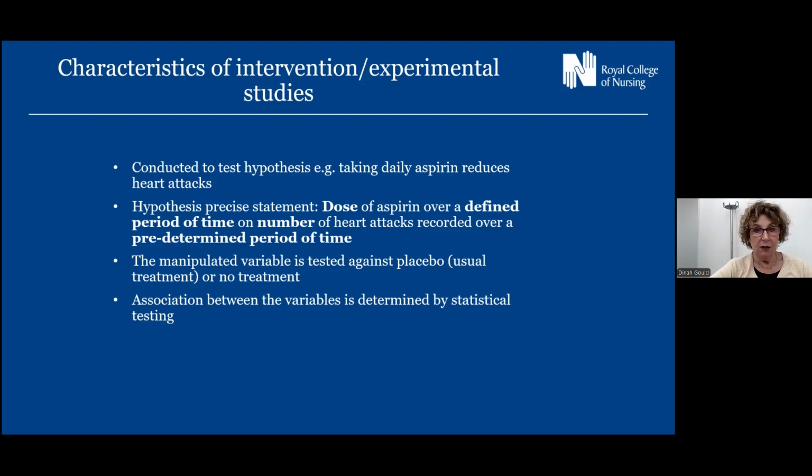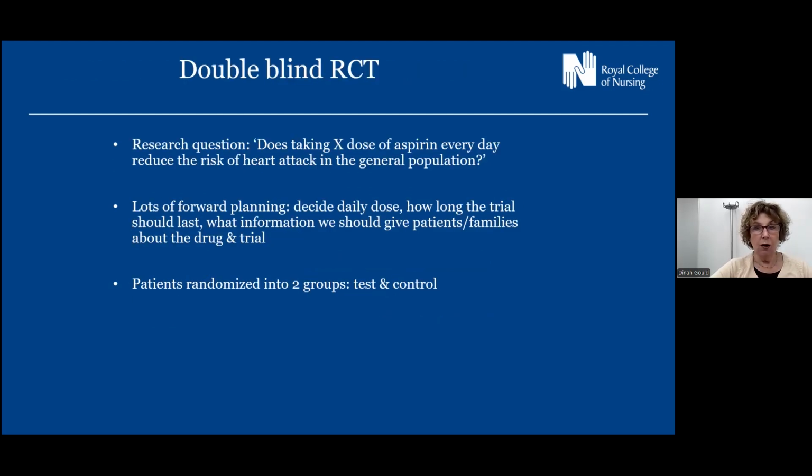The manipulated variable that we test is always against a placebo. A placebo is either usual treatment or no treatment at all. And the association of the variables is determined by statistical testing. And in this lecture this morning, we're not going to cover statistics, whereas if you did a course about research, you would. A double-blind randomized controlled trial is the typical one that we do.